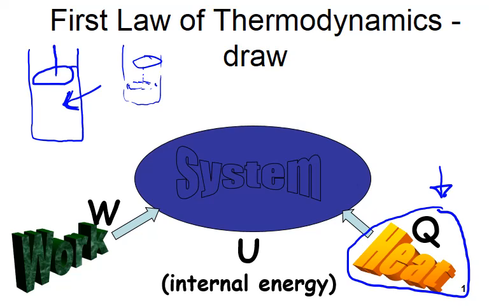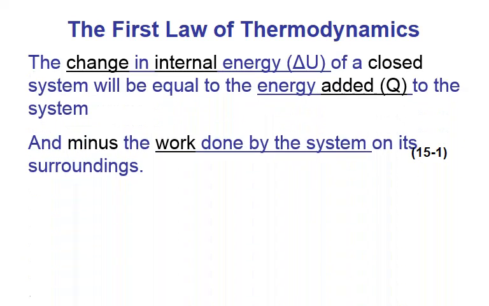energy will actually increase. So when we write out the first law of thermodynamics, we look at the change in internal energy of a closed system will be equal to the energy added minus the work done by the system on its surroundings. And so the change in internal energy is equal to the heat added minus the work done by the system.